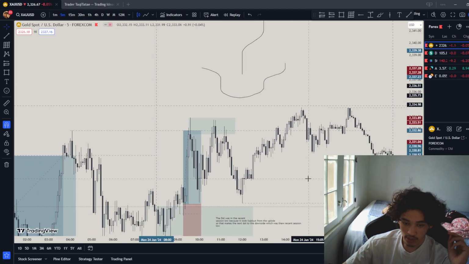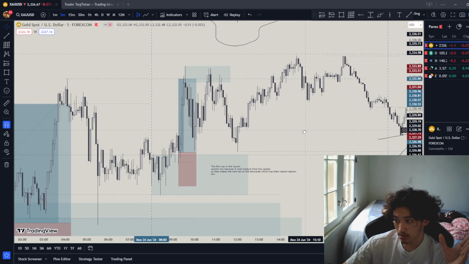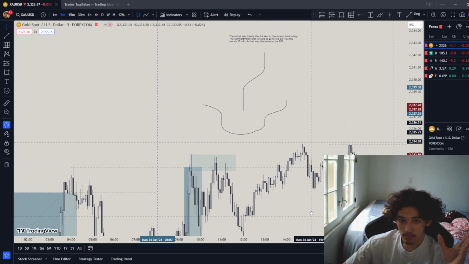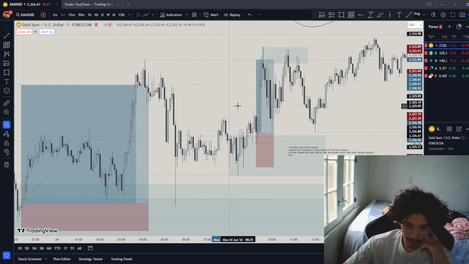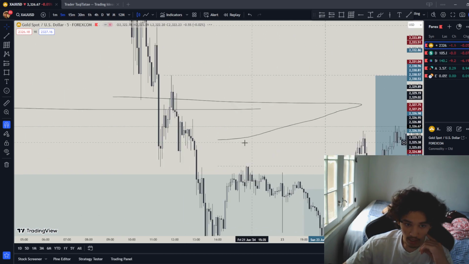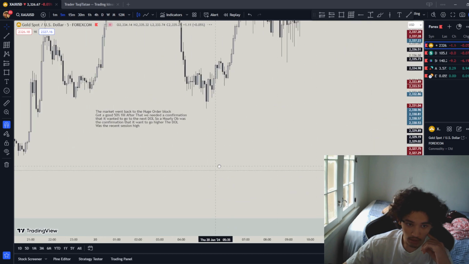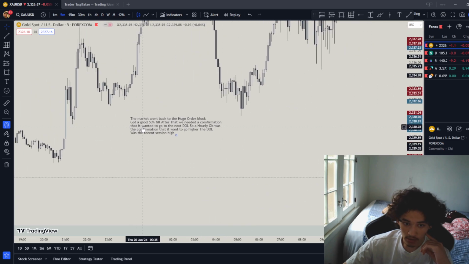It was the move to the drawn liquidity, right? So on this trade, I have a lesson on it as well. Let me see. So the market went back to the huge order block, right? Got a 50% fill of the order block.